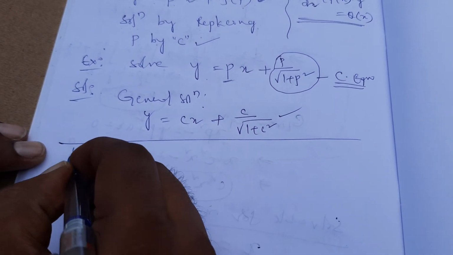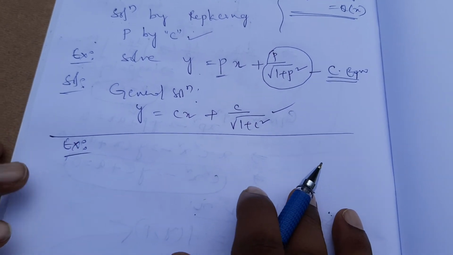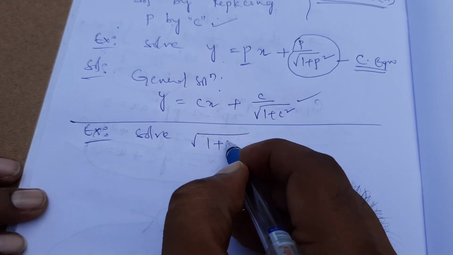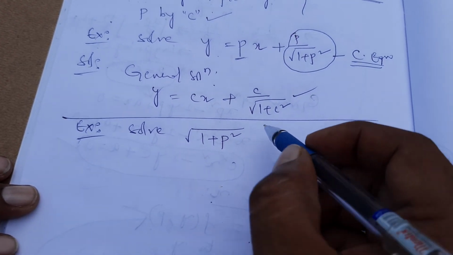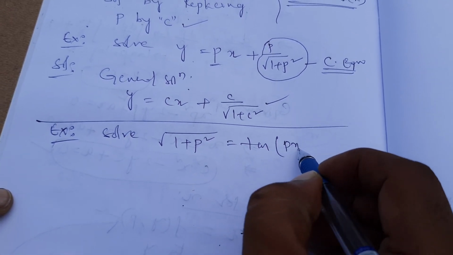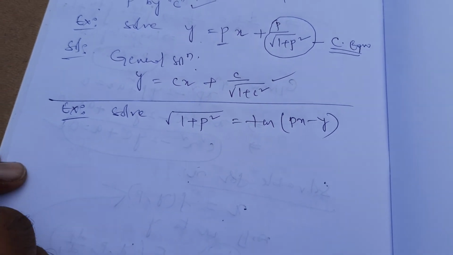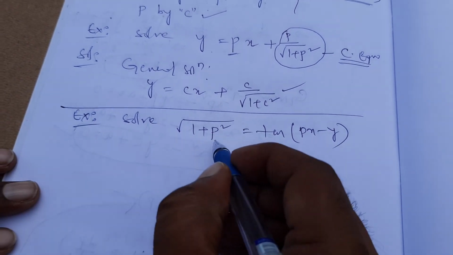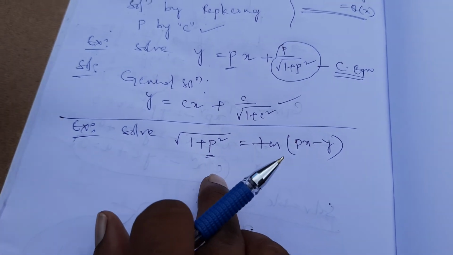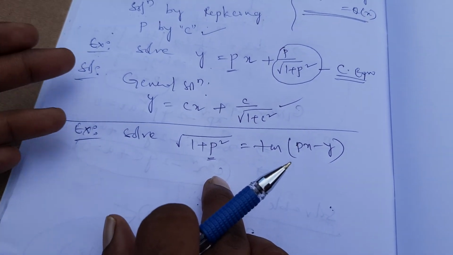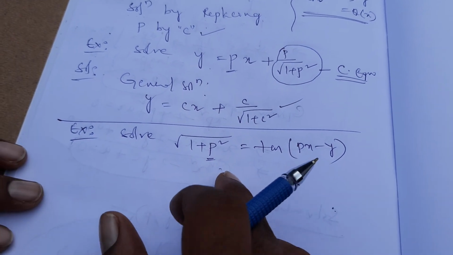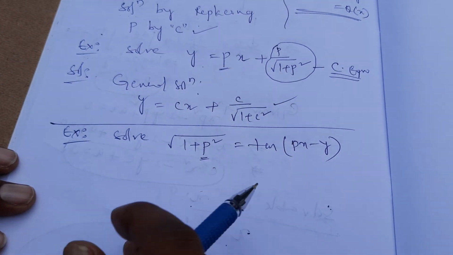But for example, if the given equation is in the form: solve root of 1 plus p square equal to tan of px minus y, if they give like this, then how can you find the solution? Here what is the p value? P value is nothing but dy by dx value. And here already we have given solvable for p, solvable for y, solvable for x. Try to solve them in those models. Otherwise you can cross check one more time with Clairaut's equation.